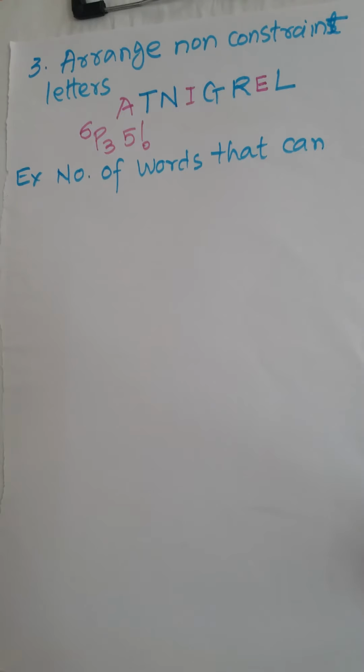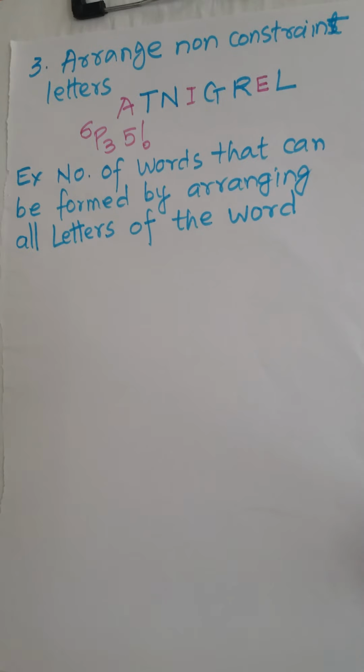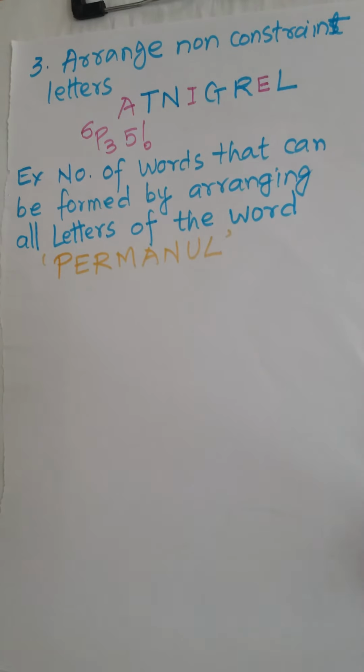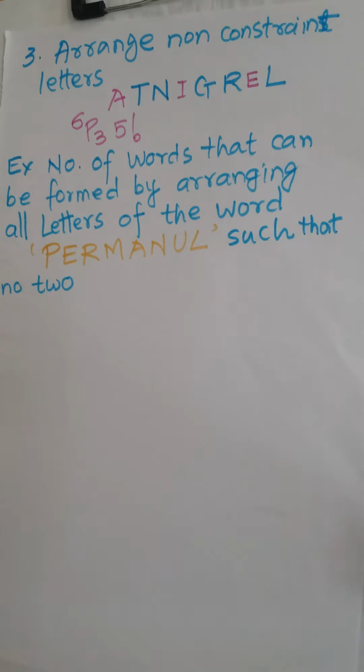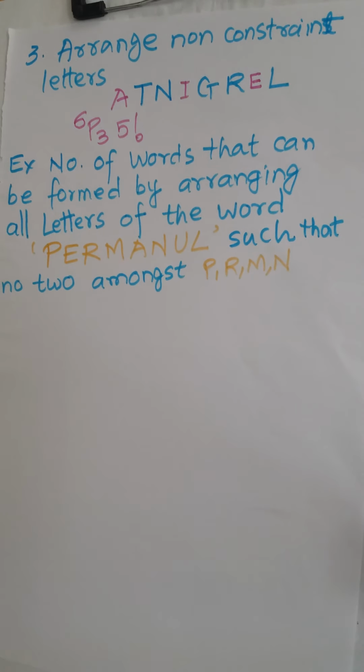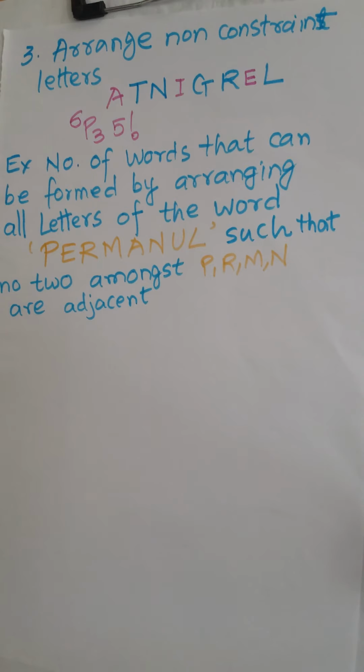Okay, let's take another example. Number of words that can be formed by arranging all letters of the word Permanul. This is a question without constraint. Now if I add a few more things, such that no two amongst P, R, M, N are adjacent. So the number of words that can be formed by arranging all letters of the word Permanul such that no two amongst P, R, M, N are together or adjacent.